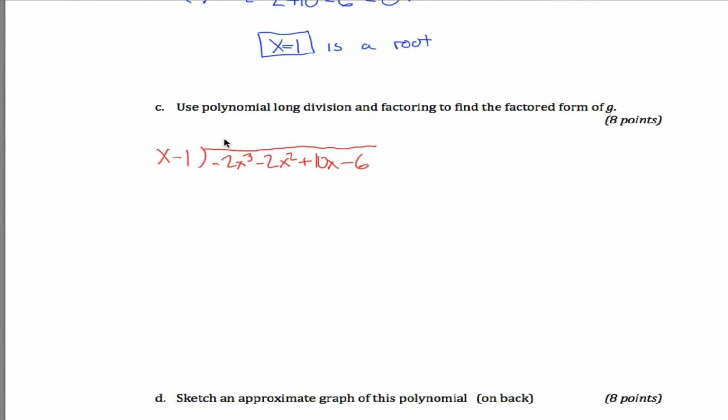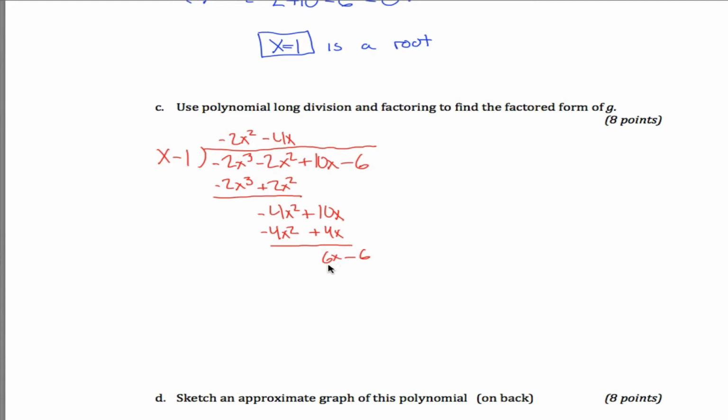I want to get rid of this -2x cubed. I'll throw a -2x squared up here because -2x squared times this x gives me -2x cubed. But I'm not just multiplying it by x, I'm multiplying it by x minus 1, so I'll also get a plus 2x squared, and then I'll subtract. This goes away, -2x squared minus positive 2x squared is -4x squared. Bring down the 10x and repeat. To get rid of this -4x squared, I'll throw a -4x up here because -4x times x is -4x squared. -4x times -1 is plus 4x. Subtract and you get 6x.